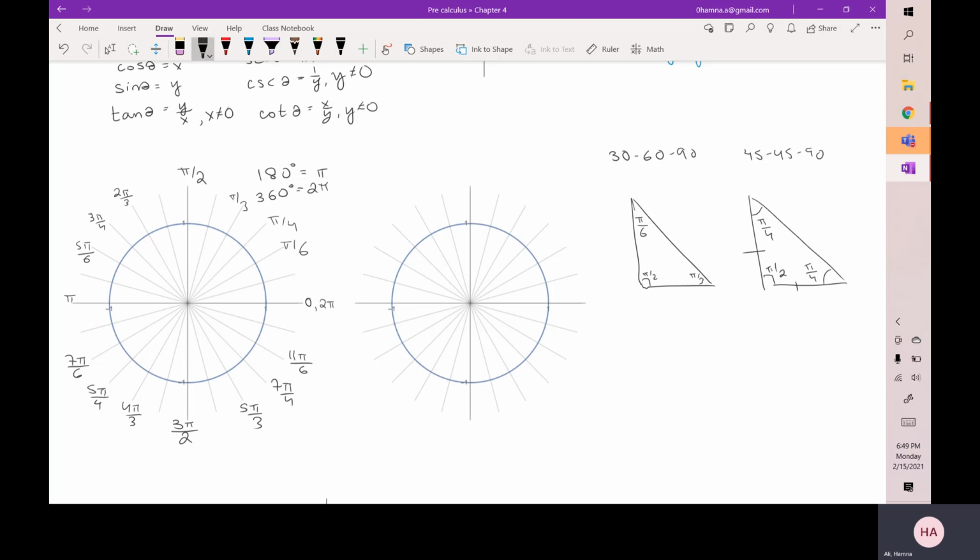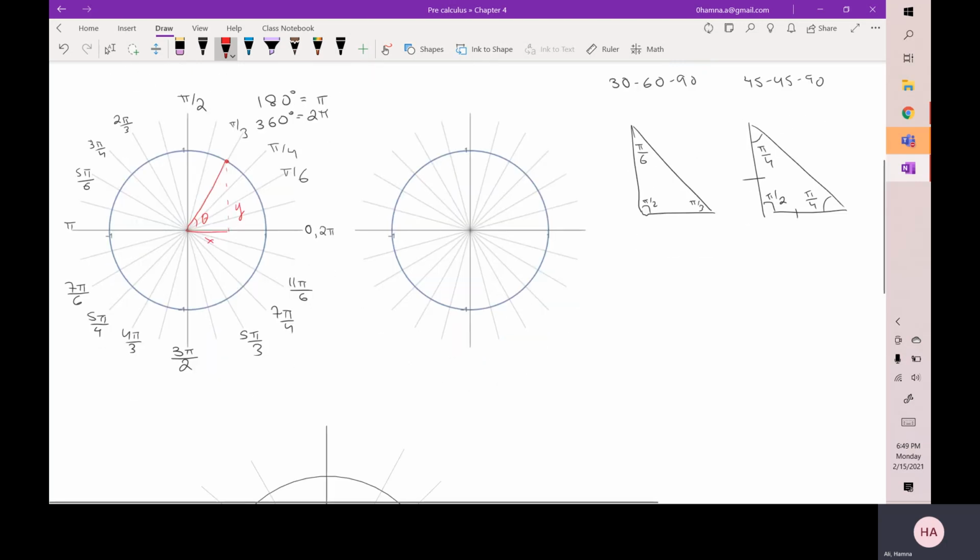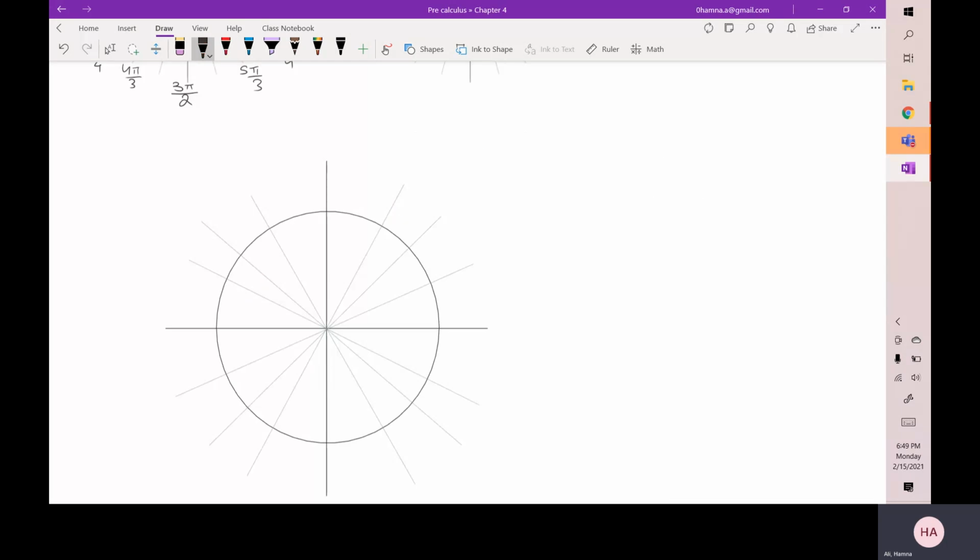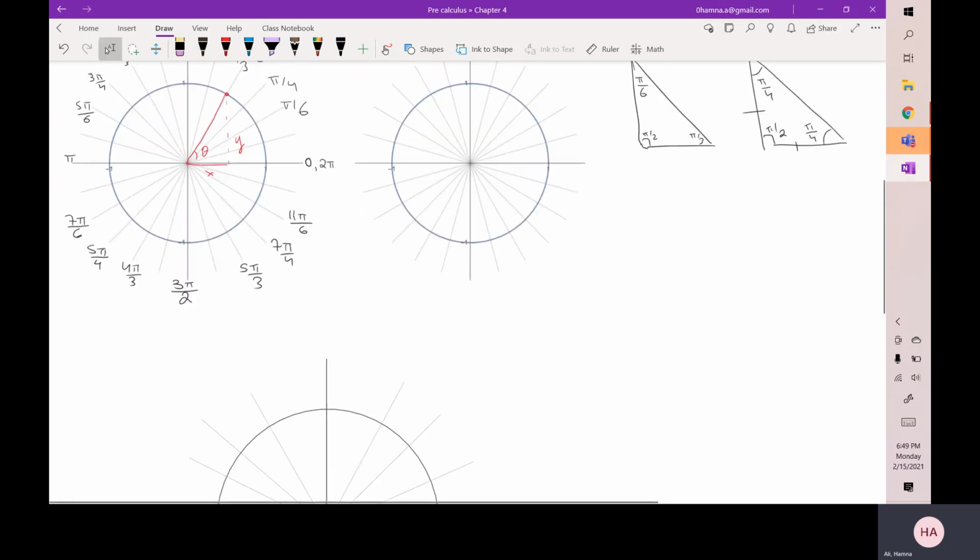From here, we can make triangles. So let's say I take this point right here at pi over 3, I can make a triangle coming down with theta equal to pi over 3. And I can find my x value and y value for that point by using sine of theta and cosine of theta. So if I rewrite this circle in terms of its x and y values, I can do that. And we see a really interesting trend.